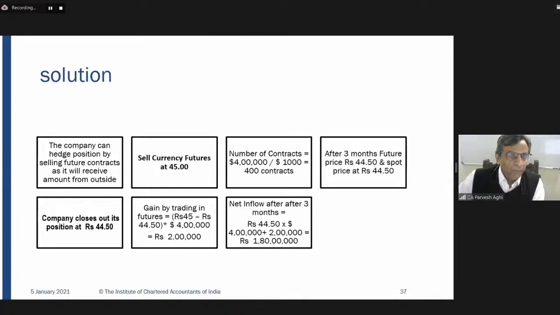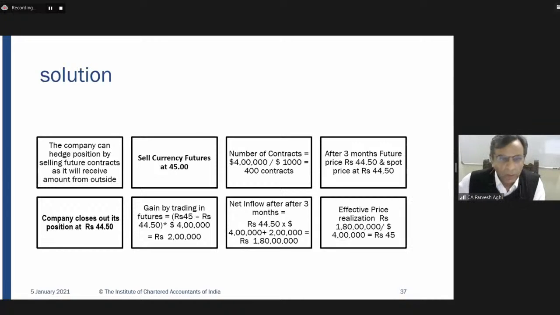Net inflow after 3 months, because he is now going to get his money: the spot rate is 44.50. So he goes to the bank and sells his $4 lakh, and the bank gives him 44 rupees 50 paisa per dollar, plus the 2 lakh gained from the futures market. Put together, he gets 1 crore 80 lakhs.